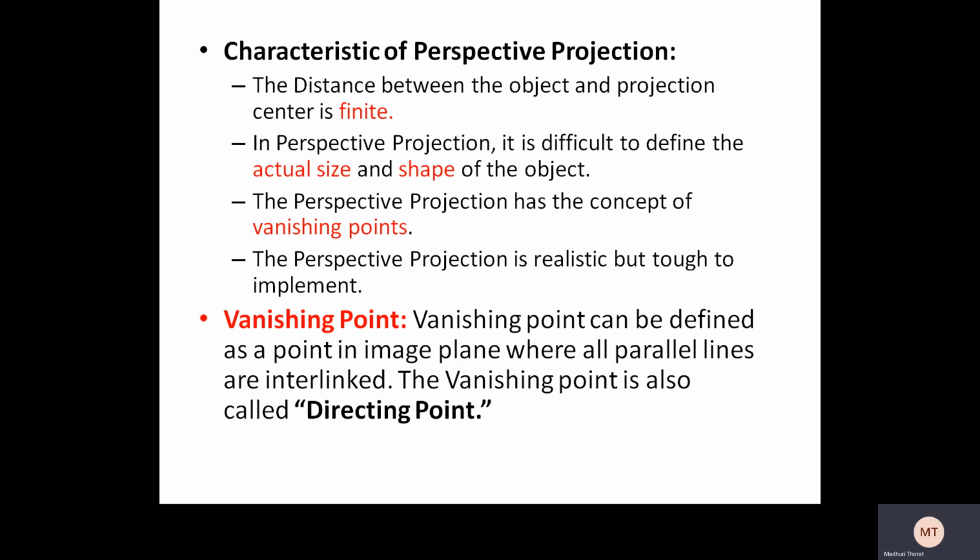Perspective projection has the concept of a vanishing point. So what is a vanishing point? A vanishing point can be defined as a point in the image plane where all parallel lines meet each other. The vanishing point is also called a directing point. And perspective projection is realistic but tough to implement.